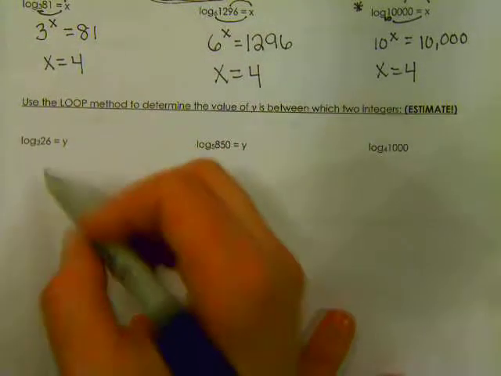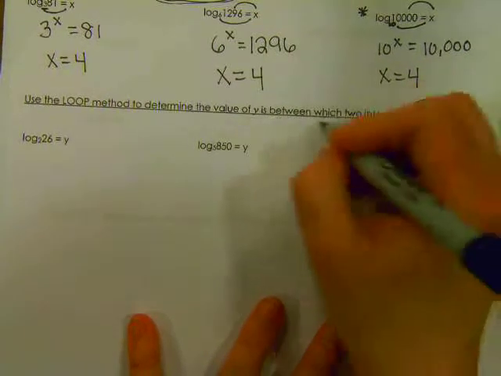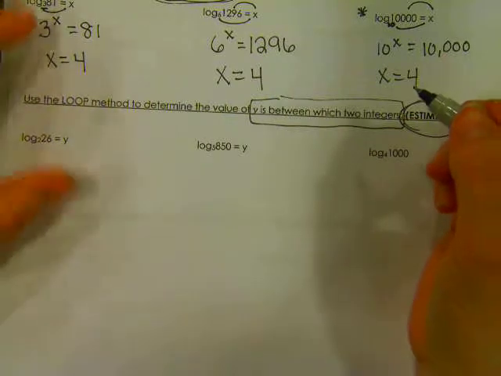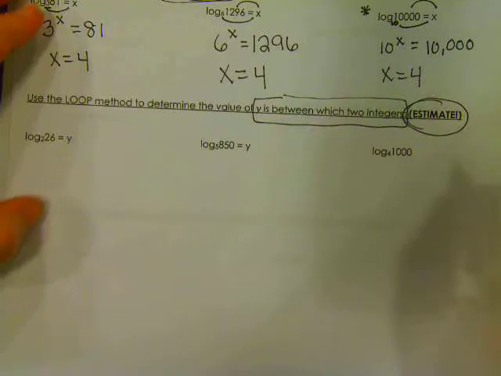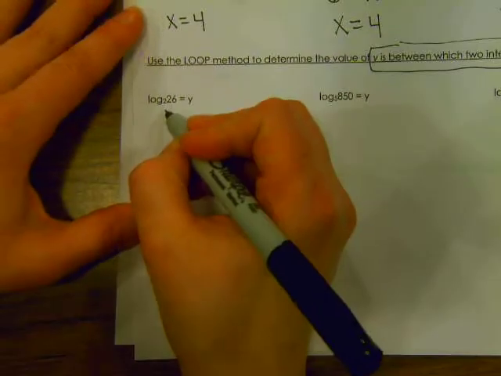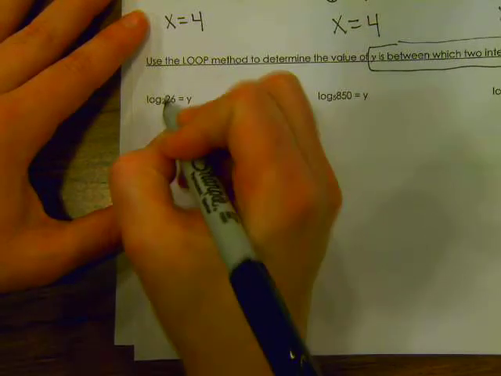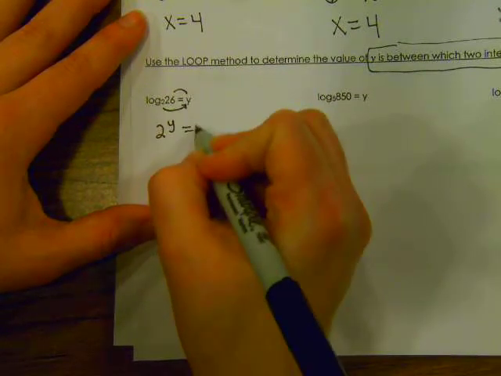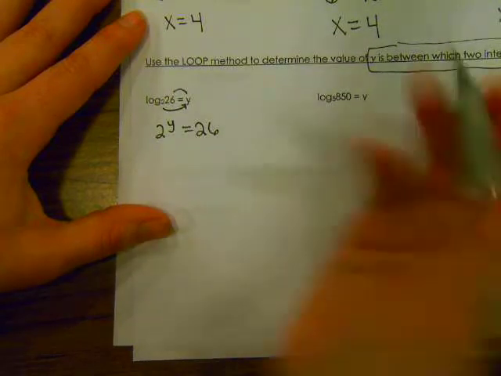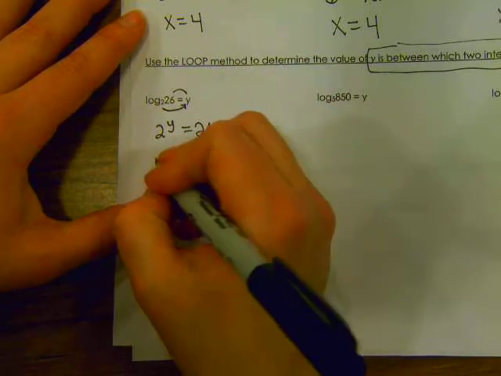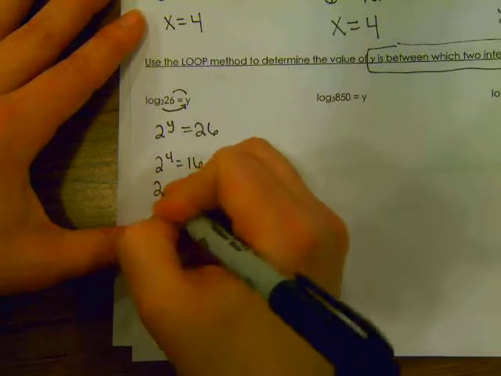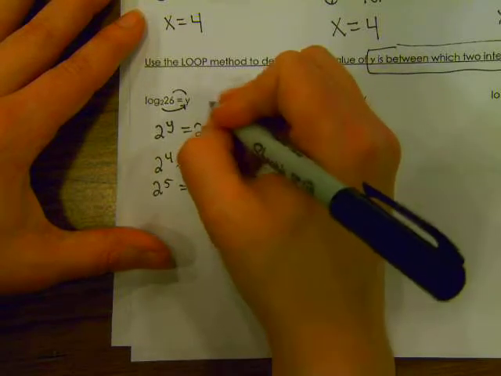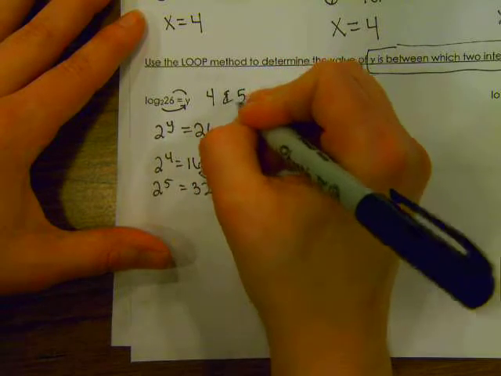Now let's look at the bottom 3. This is estimating between what two integers. Again, that just means what two whole numbers. That's all it means. So let's take a look here. In order to do it, you have to rewrite it. So 2 to what power of y equals 26? Well, we've already gone over 2 to the 4th power is 16, and 2 to the 5th power is 32. So you could see in between, this answer is between 4 and 5.